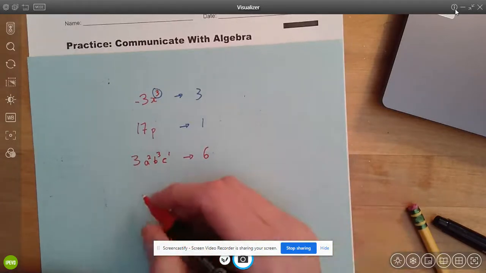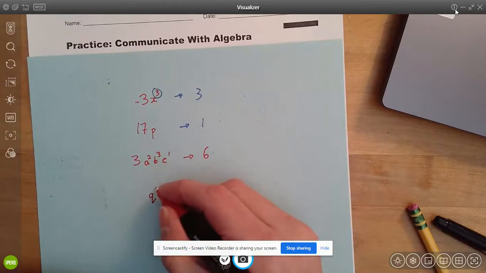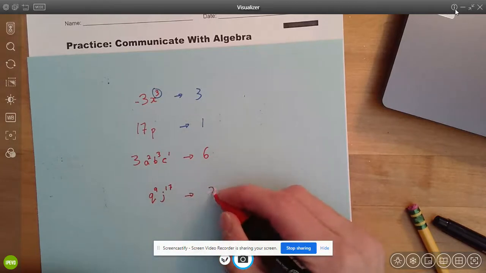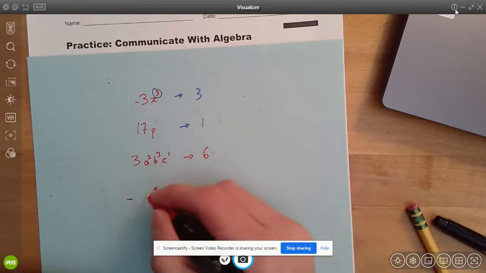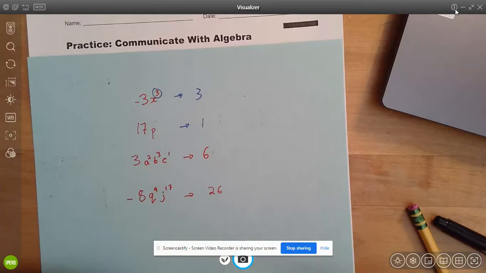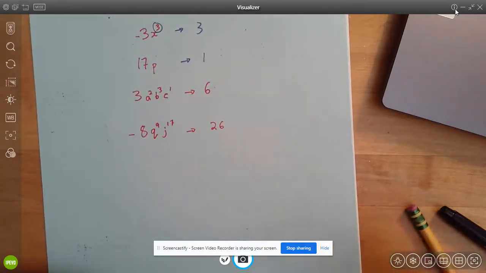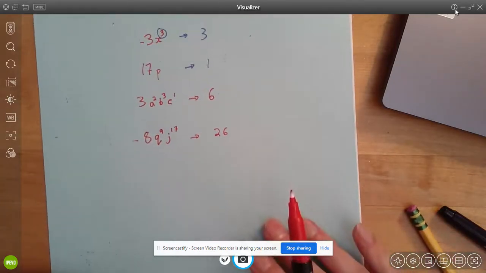So, if I had Q9, J17, then this would be a term of degree 26. And it doesn't matter what my coefficient is. We're only really concerned about the exponents on the variables. The only other thing, so that will help us find the degree of a term.